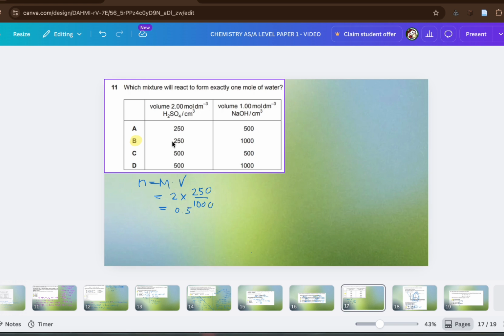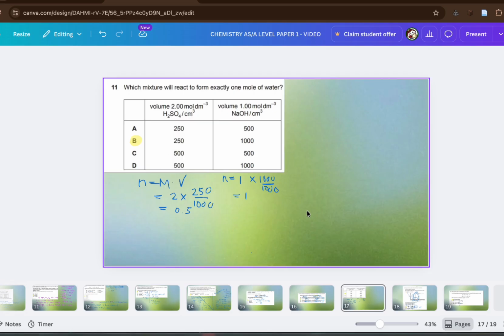This goes the same for the other particle, sodium hydroxide. So sodium hydroxide, 1 times 1,000 over 1,000, which results in 1. That's the moles of each of these particles.